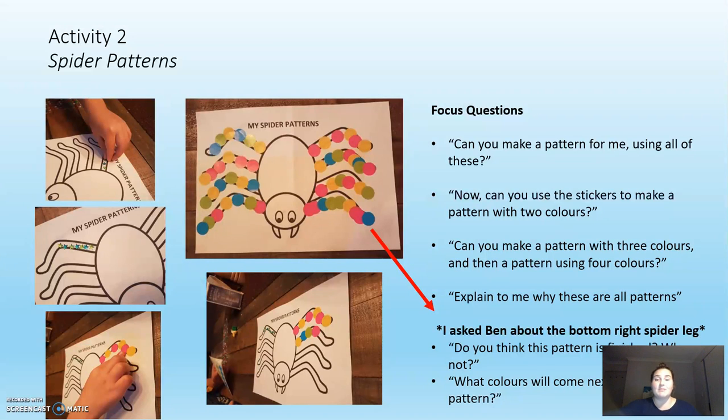So I just reminded Ben that a pattern had to have the colour, the colour, the colour, and then repeat it. And then I asked him again what colour he thought might come next to complete the pattern, to which he answered green, green, yellow, pink, pink, blue, which was great.